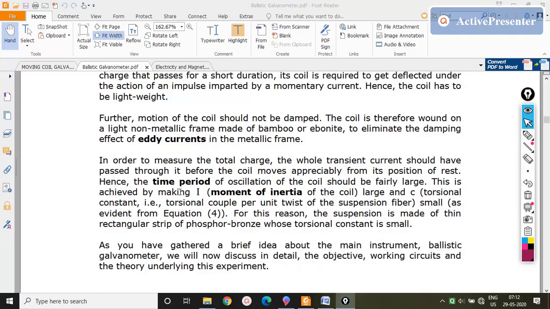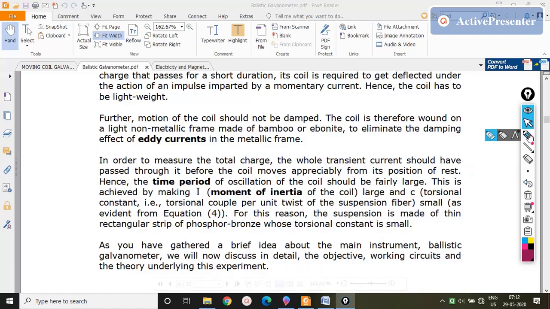To achieve this, the time period of oscillation of the coil should be made fairly large. Again, how should I make the time period of oscillation of the coil large? This is achieved by making the moment of inertia of the coil large and the torsional constant, that is the torsional couple per unit twist of the suspension fiber, small.